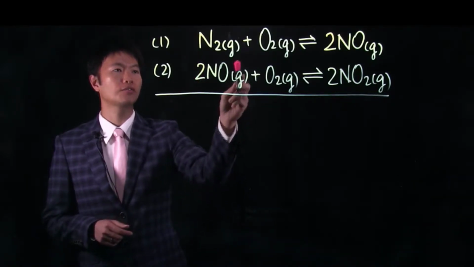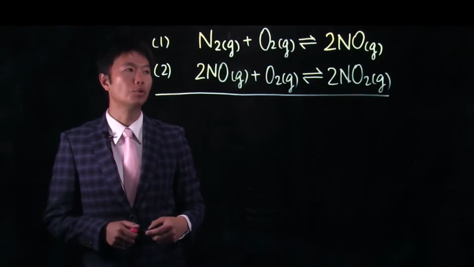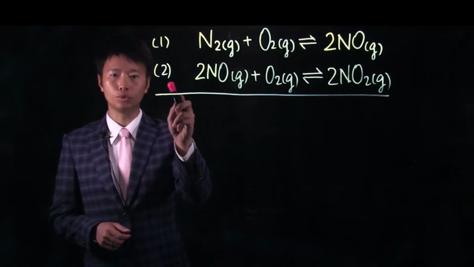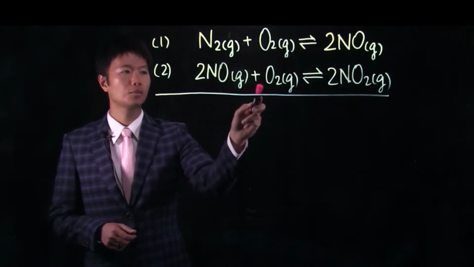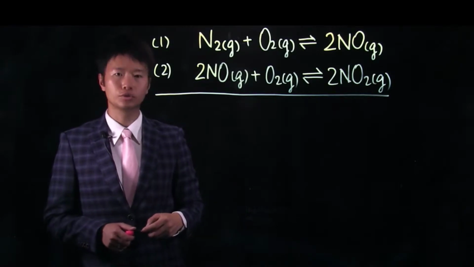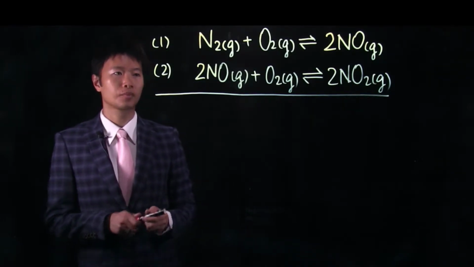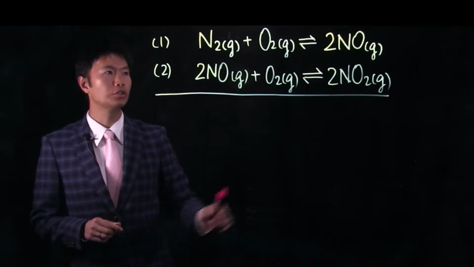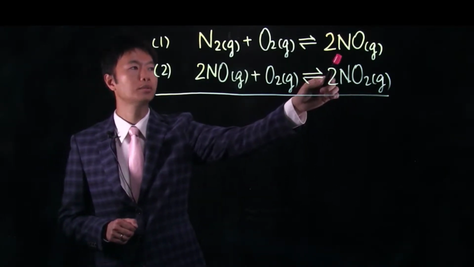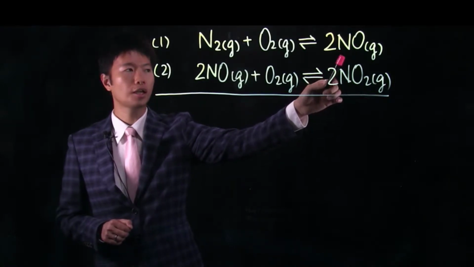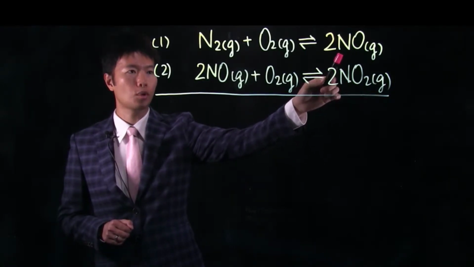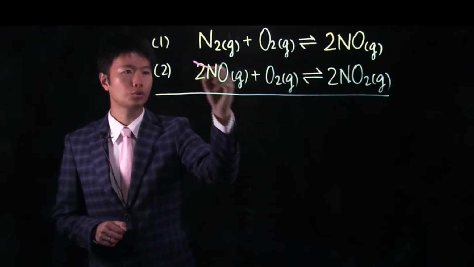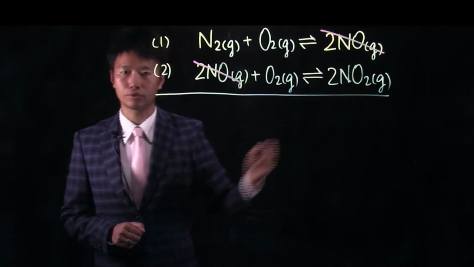In reaction 1, we have nitrogen gas plus oxygen gas producing 2 nitrogen monoxide. In reaction step number 2, we have 2 nitrogen monoxide plus oxygen gas producing 2 nitrogen dioxide. So let's write down the overall chemical reaction. You see that the product of step 1, 2 nitrogen monoxide, appears as the reactant in step 2, and both of them have a 2 in front, so we can simply cancel them out.